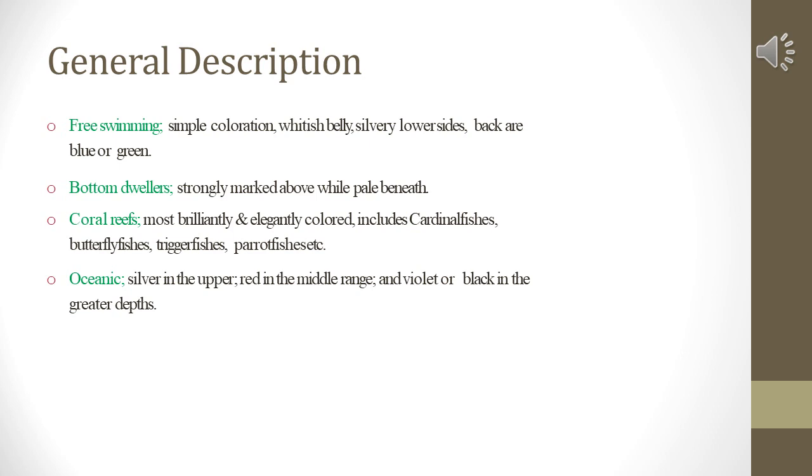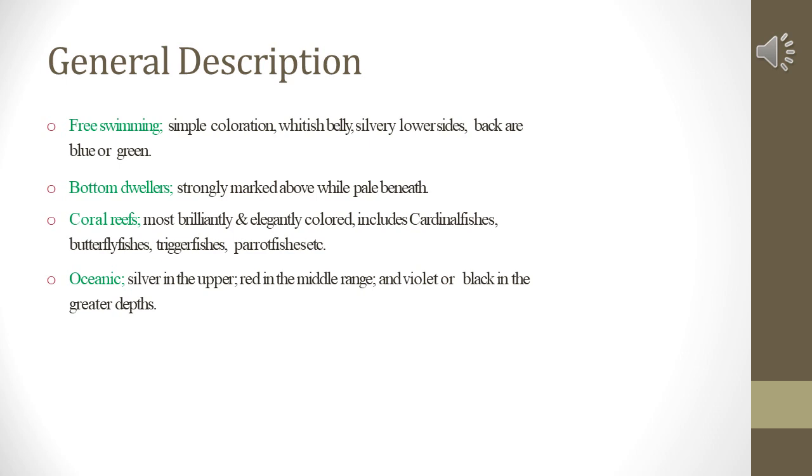Now let me discuss which types of colors fishes have and why. Actually, their living behavior and their environment decide the coloration of the fishes, because the pigments present in the body may not be active in another environment. Free swimming fishes mostly have simple coloration: a whitish belly, silver lower sides, and a blue or green back. As you see, the fish you eat mostly have a whitish belly and silvery lower side.